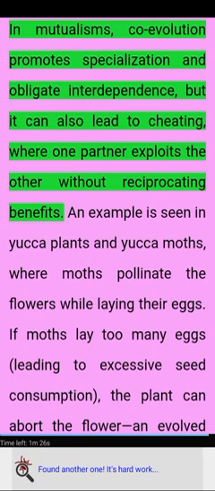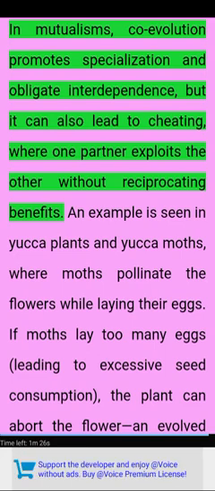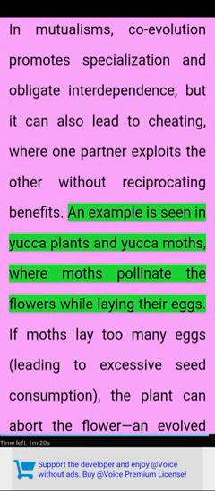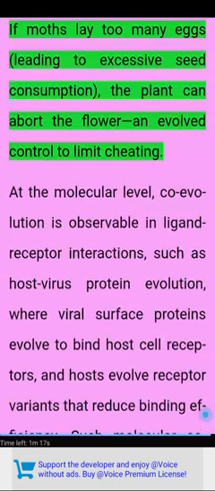In mutualisms, coevolution promotes specialization and obligate interdependence, but it can also lead to cheating, where one partner exploits the other without reciprocating benefits. An example is seen in yucca plants and yucca moths, where moths pollinate the flowers while laying their eggs. If moths lay too many eggs, leading to excessive seed consumption, the plant can abort the flower and evolve control to limit cheating.